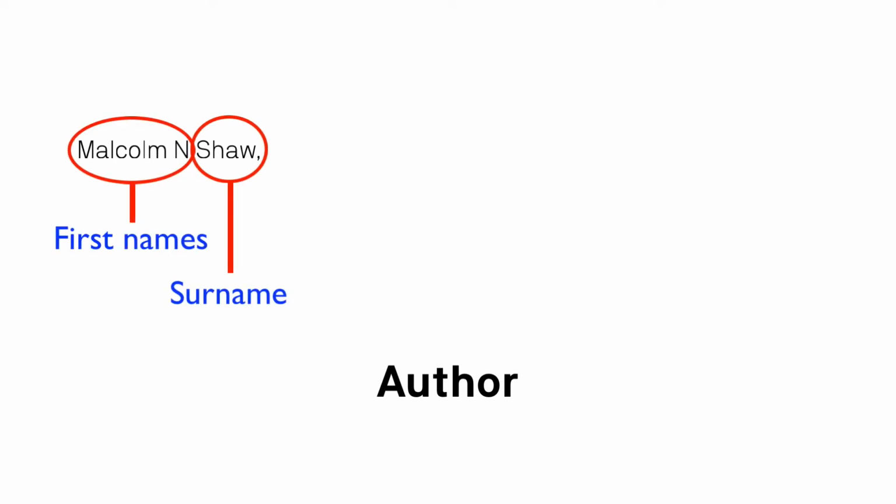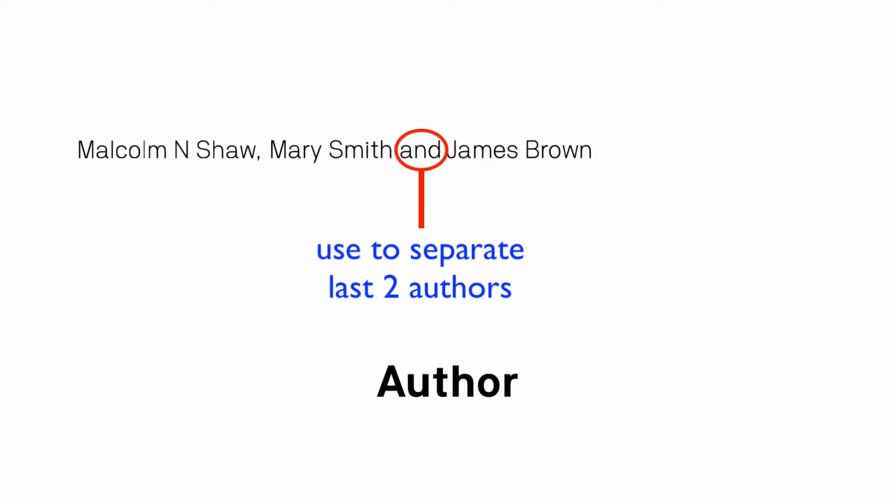Start with the authors' names in their natural order, that is, first names, then surname. If the book was written by 2 or 3 authors, place commas between each name until you reach the final name. Then, use the word "and" to separate the last 2 authors. Make sure you keep the authors' names in the same order as they appear in the source.